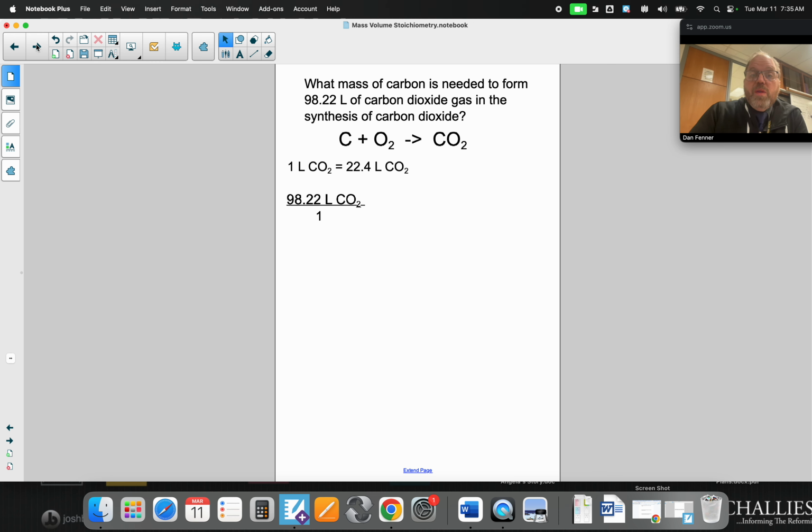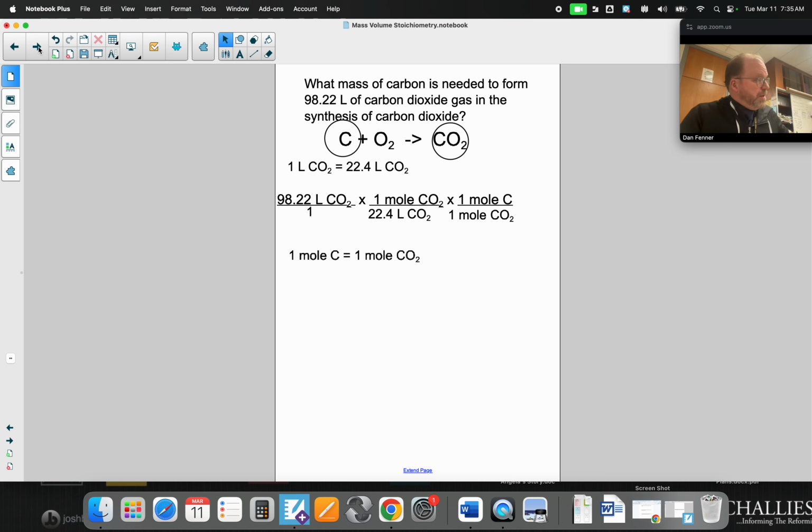That 1 mole should be 1 mole, not 1 liter. Let me fix that. Sorry about that. There we go, 1 mole. So we'll fix that at the end there. All right, so 1 mole of CO2 is 22.4 liters. From our balanced equation, we're doing carbon and carbon dioxide. So therefore, the mole relationship is 1 to 1. So 1 mole of C is equal to 1 mole of CO2.